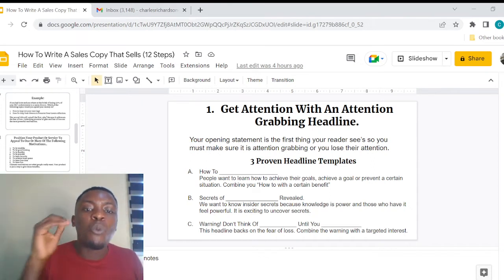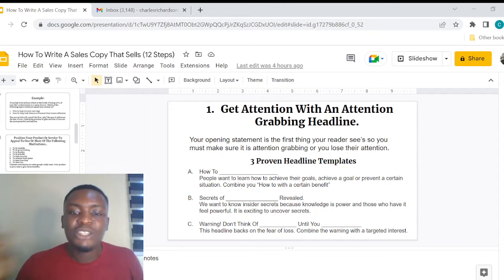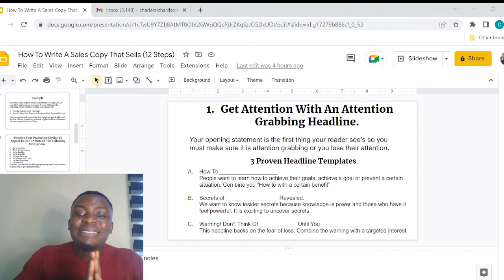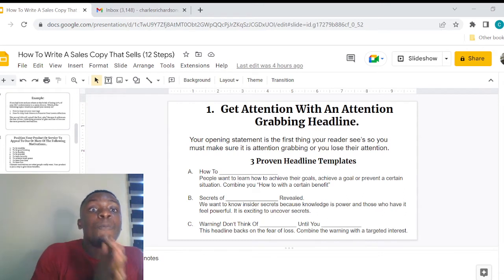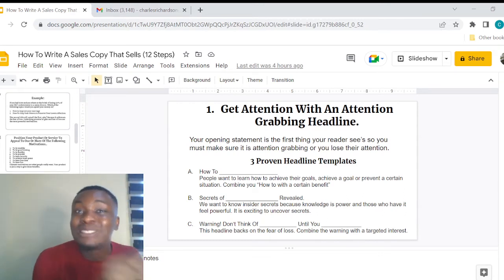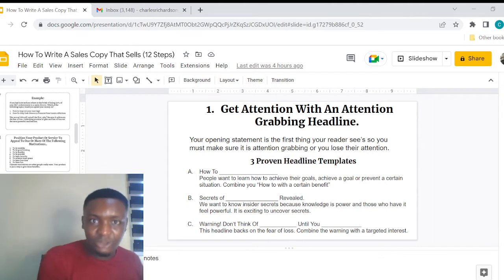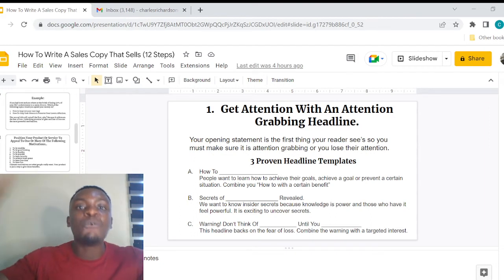Then number C, warning: don't think of X until you Y. Don't think of X until you Y. This headline banks on the fear of loss. Combine this warning with a targeted interest. For example, don't think of losing weight within 30 days without taking this thing. You understand? Just use this and craft a powerful headline.